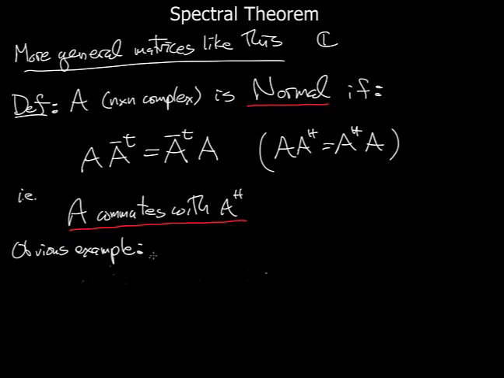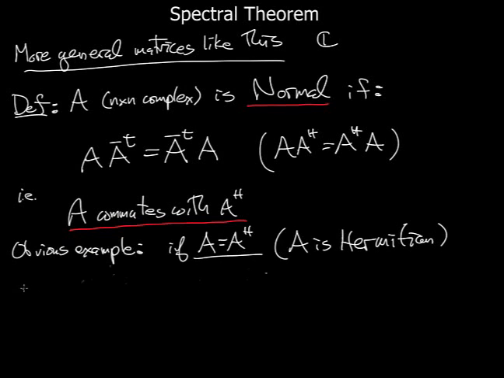How do you find such things? Well, there's an obvious example. If A is Hermitian, then A is equal to AH. So obviously it commutes with AH. A times AH is AH times A, because the two things are equal. So that is to say, Hermitian implies normal.